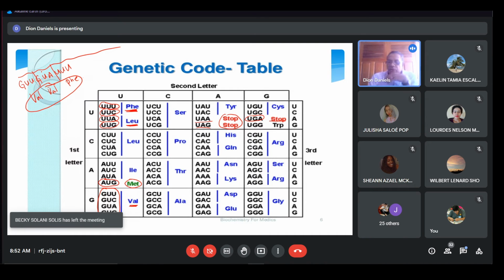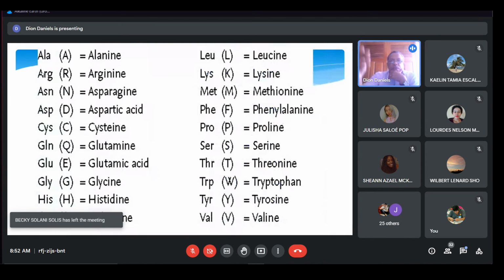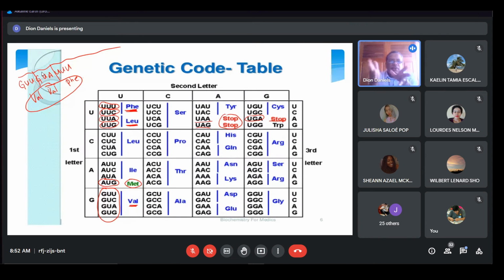Any other questions? Of course, you'll have this table at your disposal as well, whereby you see the different amino acids. So you'll know the different amino acids. You'll also have the genetic code table that indicates these codons and which amino acid they code for.